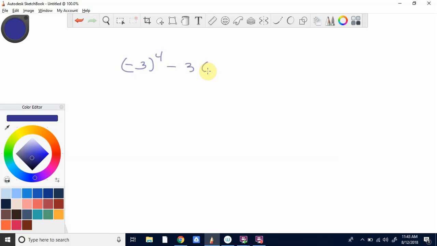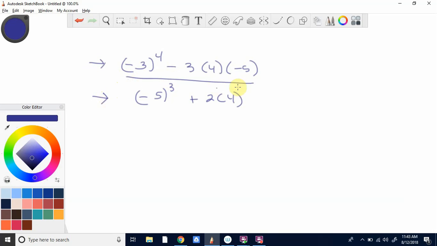4 minus, and I'm big on using parentheses, especially when you have signed numbers and decimals, or even fractions for that matter. And then we have negative 5 cubed plus 2 times 4. Okay, so parentheses. I have lots of parentheses, but nothing inside of parentheses to evaluate. But this division bar is considered a grouping symbol, which means we do the numerator first, simplify that, and then the denominator, and then we do this operation, which turns into a division problem. So we start all over.